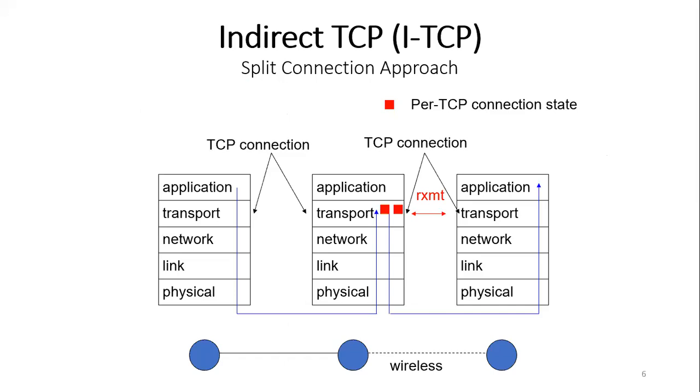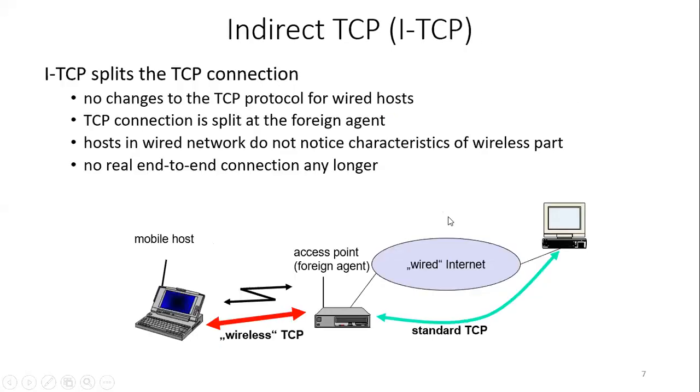Now, in the case of ITCP, this split connection is used. Both Snoop and ITCP, the first two variants, use the split connection approach, but a little differently. ITCP is the simple version. You just use two separate TCP connections and configure them according to your necessity.